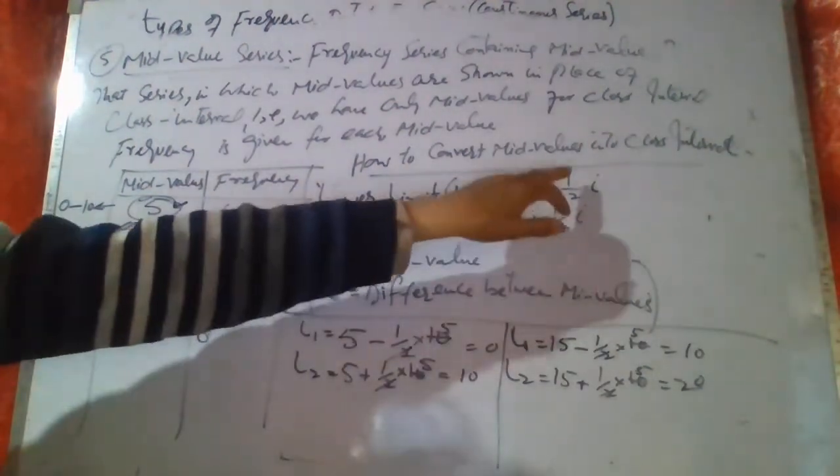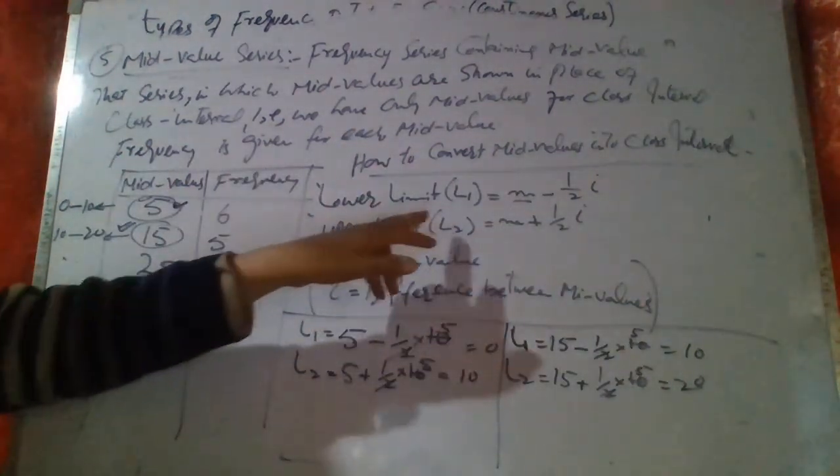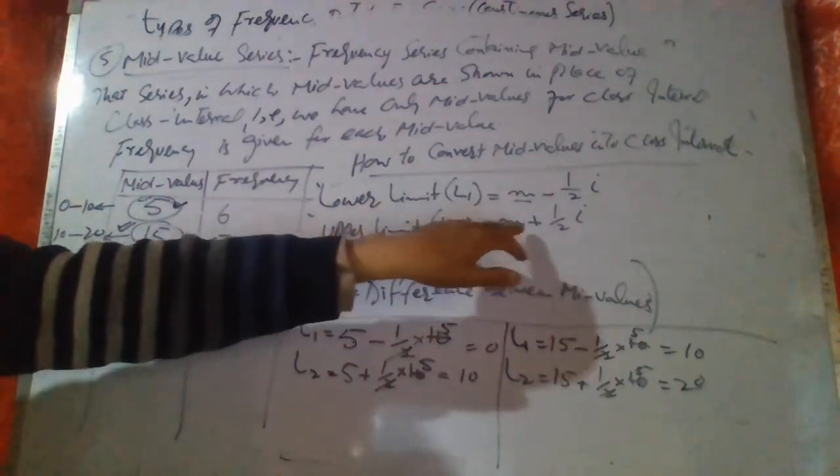When we follow this procedure, for the lower limit it is m minus 1/2 i, where i is the difference between mid-values and m is the mid-value, and for the upper limit it is m plus 1/2 i. So this is all about the types of continuous series.